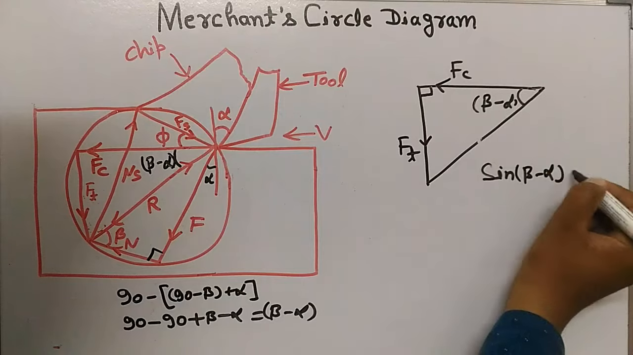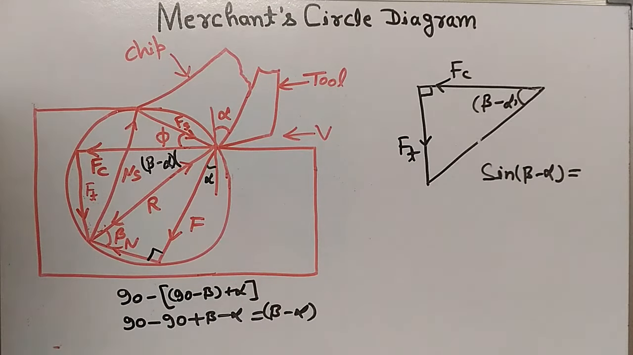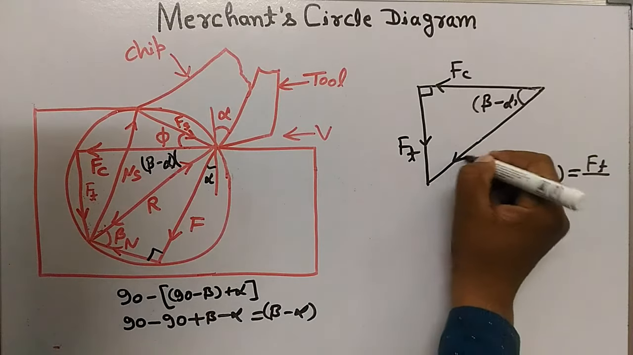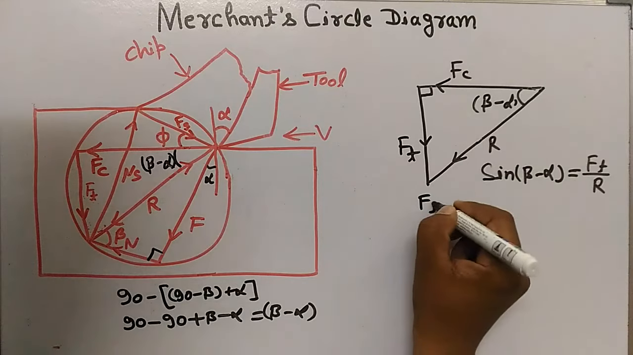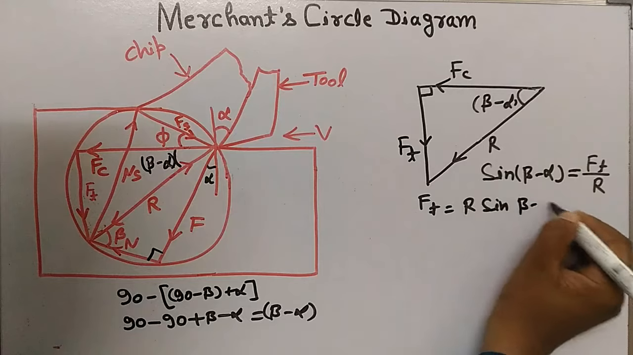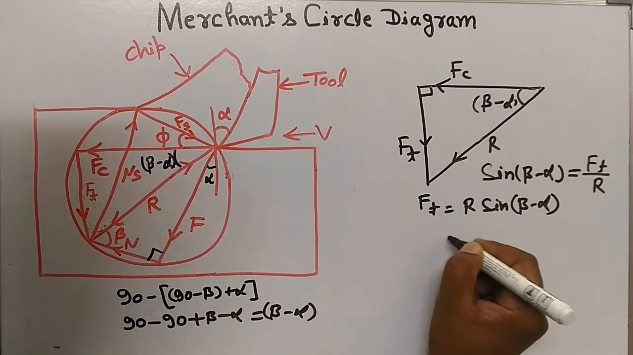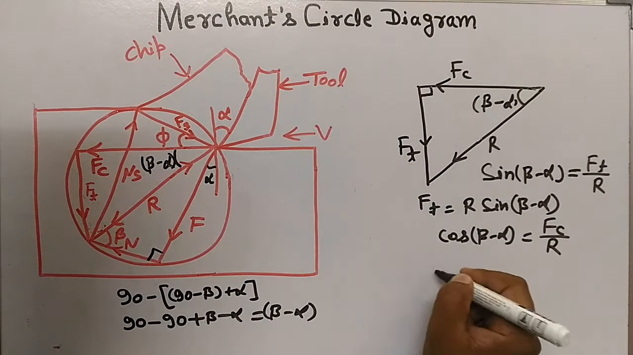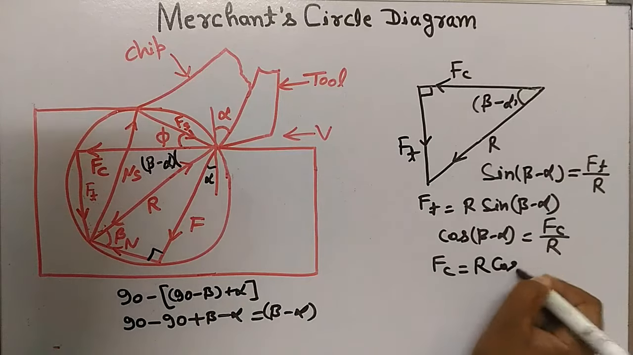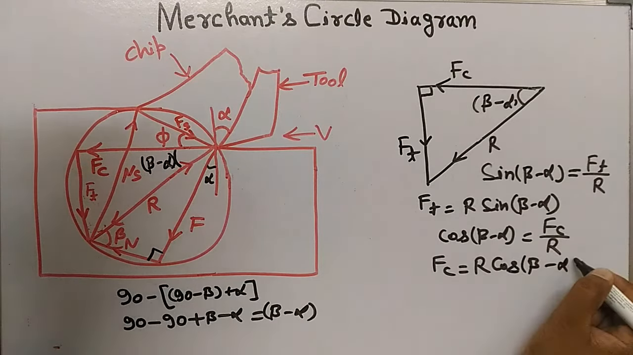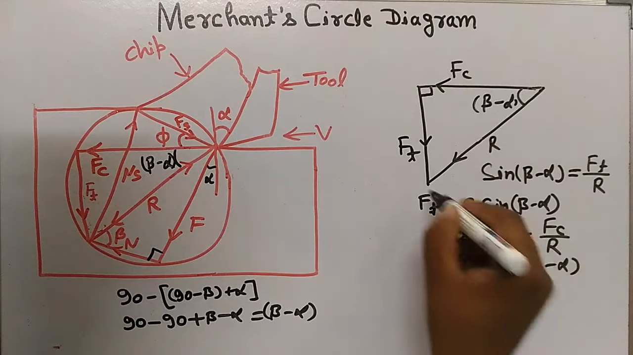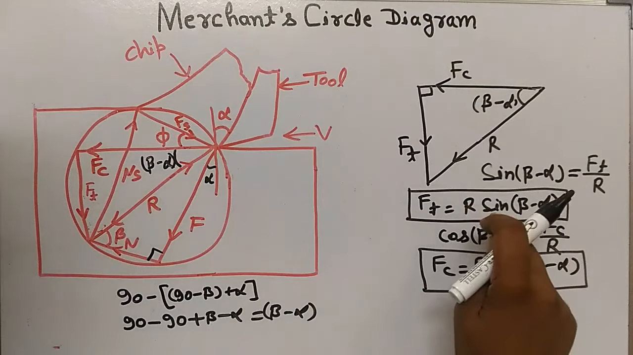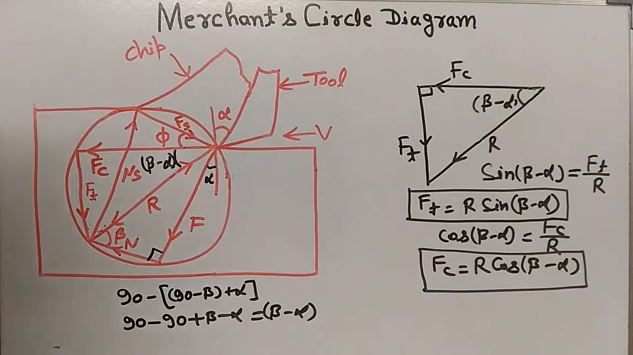Sin beta minus alpha will be Ft upon R. Ft will be R sin beta minus alpha, and cos beta minus alpha will be Fc upon R. Fc will be R cos beta minus alpha. Ft equal to R sin beta minus alpha and Fc equal to R cos beta minus alpha.